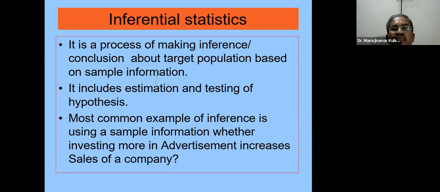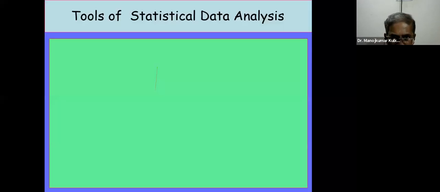Another example we can consider is, using sample investigation, how we can decide on investment in advertisement. So does investing in advertisement increase the sales of a company or not? We can test it based on this sample information, and so we can decide in future to what extent we can invest in advertisement so as to increase the sales of the company. So these are all based on sample information. We draw conclusions about the larger target. So this is the concept of inferential statistics.